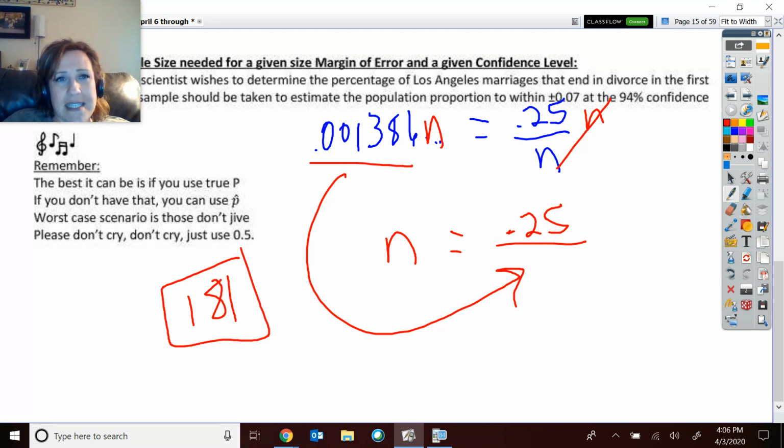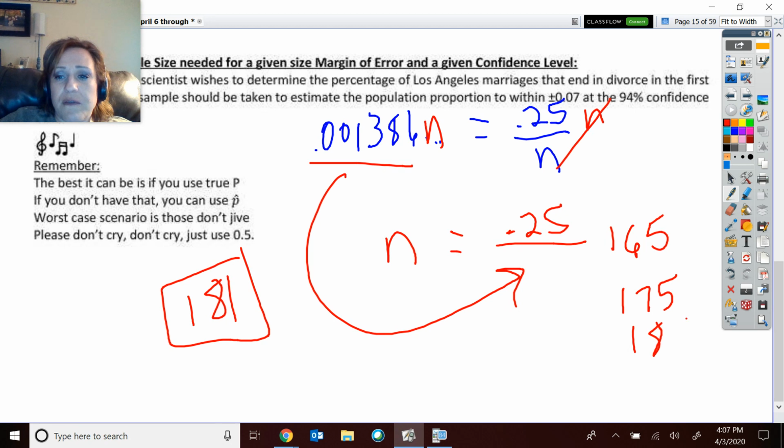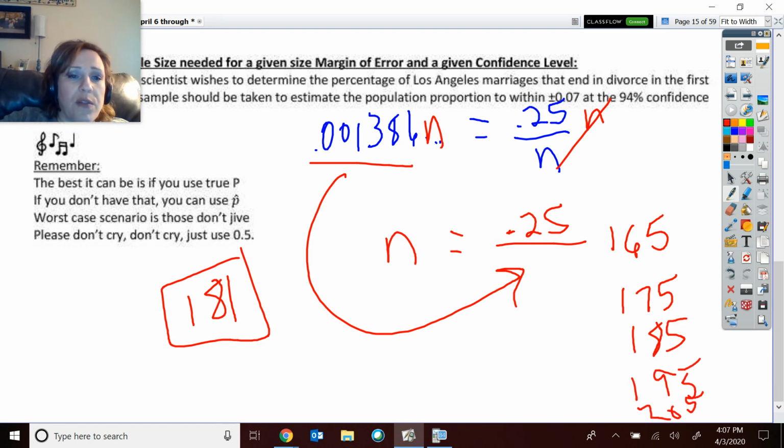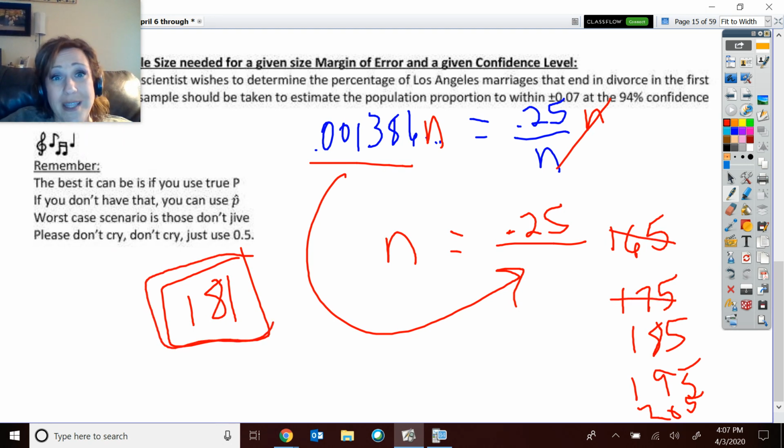A lot of times I see this in a multiple choice answer form where they're going to give you all the different answer choices and they'll say, which one of these is the smallest one to meet the criteria? And your answer choices would be something like 165, 175, 185, 195, and 205 or whatever. Well, 175 and 165 don't meet the criteria. This is the smallest number that will get me where I need to be.